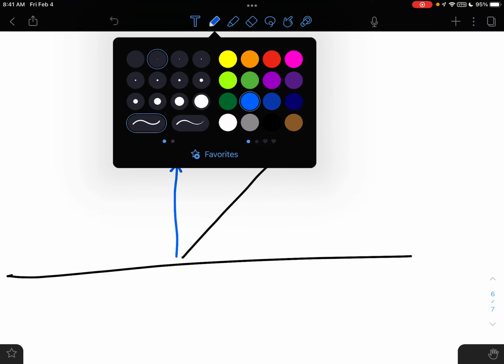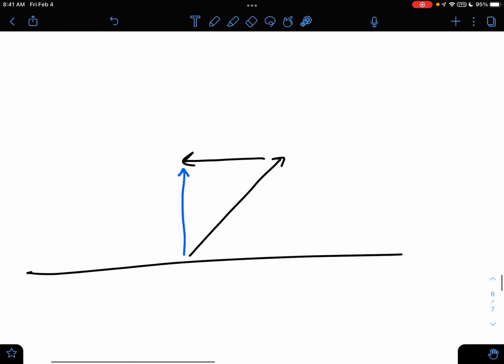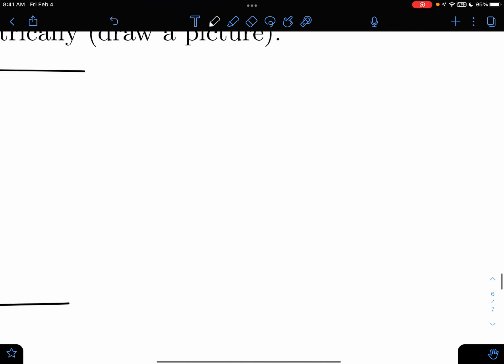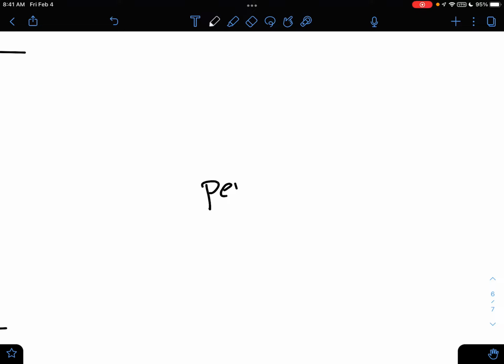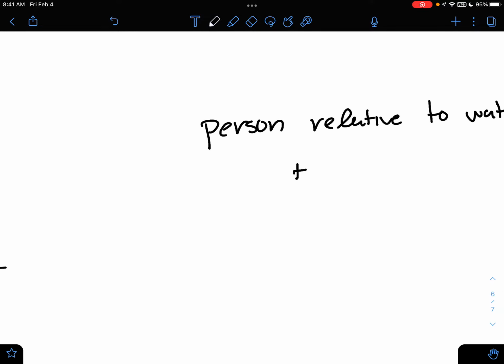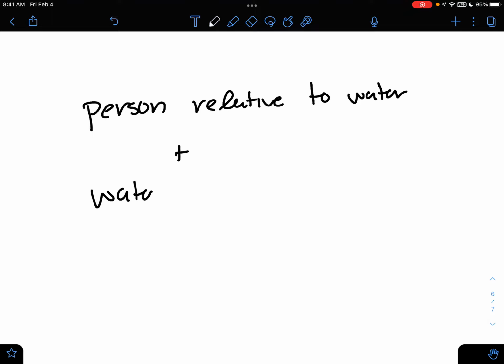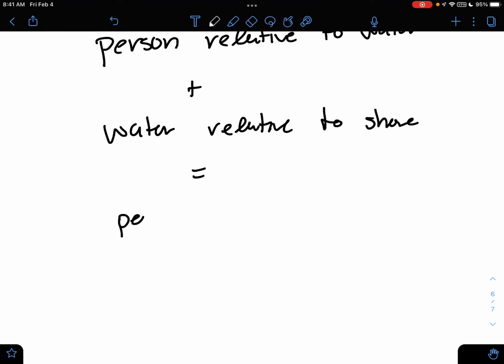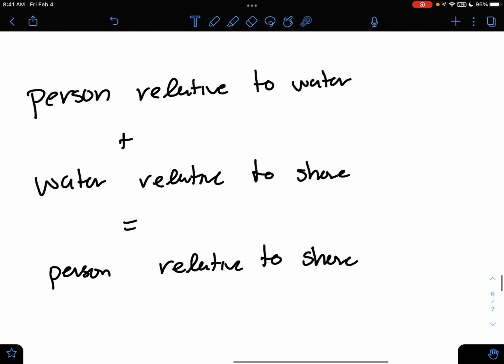So what we can say is that our velocity of person relative to water plus the water relative to the shore is going to give us our person relative to the shore, right? Which kind of makes sense, right?